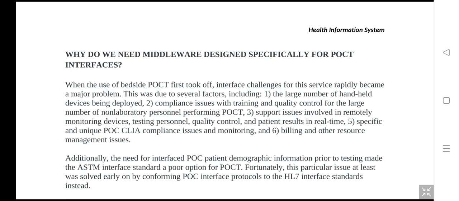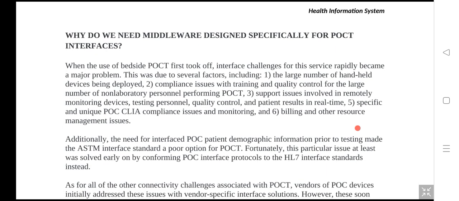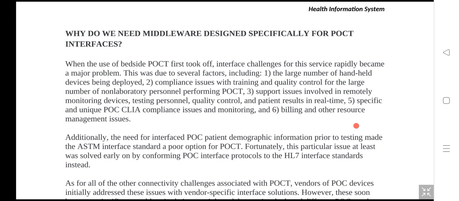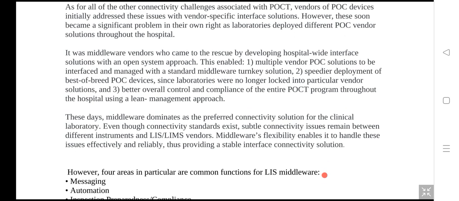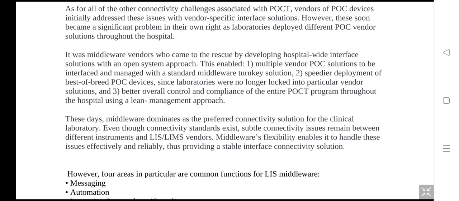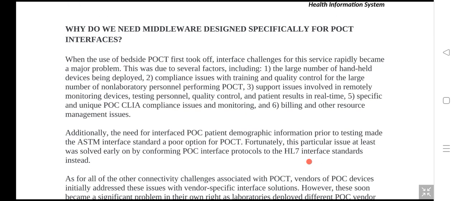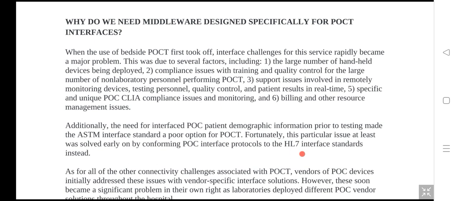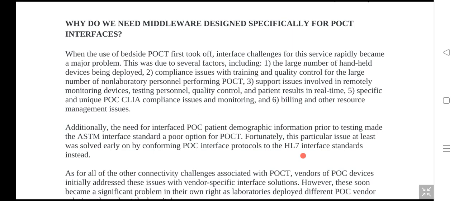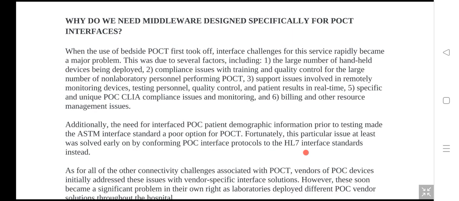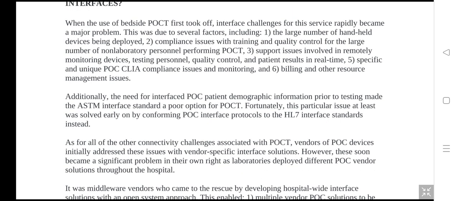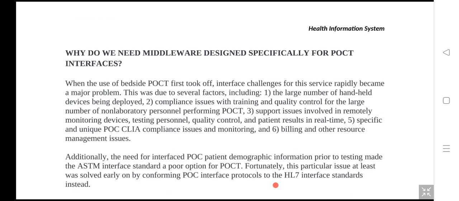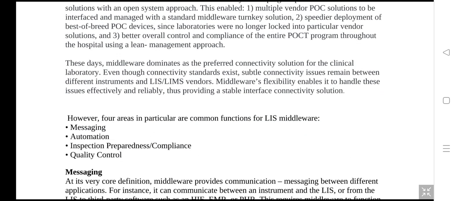Why do we need middleware designed specifically for these instruments? I think you can read the story. A better set-up, POC fast took off, interface changes for it, and the service rapidly became popular. You can read some of that, but I want us to say it.